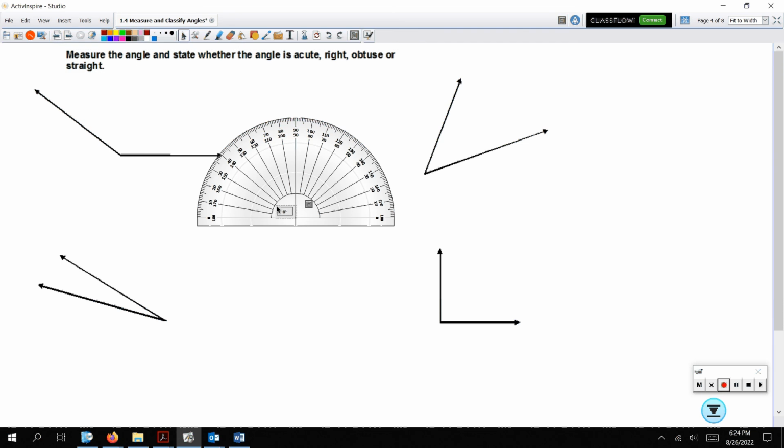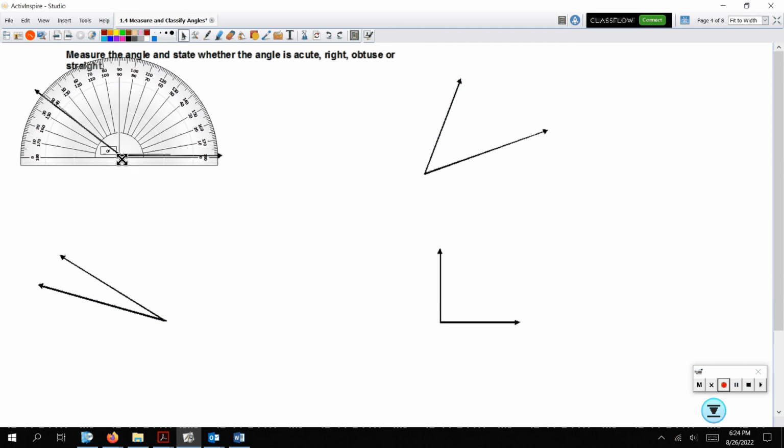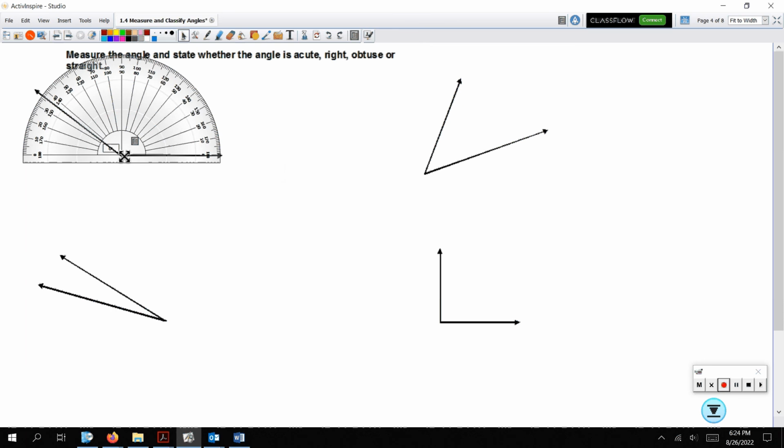So I'm going to do my very best. Come on, you. I'm going to try to get this on the corner there. Come on. Oh my gosh. You see what I'm saying? I just have major difficulties with this thing.